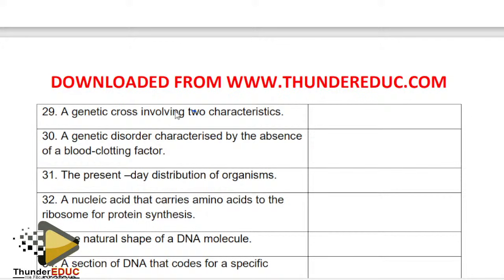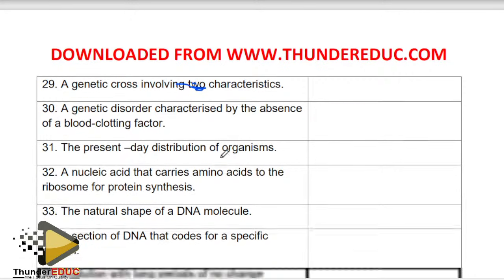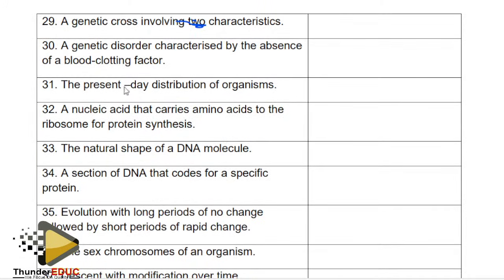They are saying that because "di" means two. A genetic disorder characterized by absence of blood clotting factor: hemophilia. Present day distribution of organisms. How do organisms being distributed? So we can call it biodiversity.